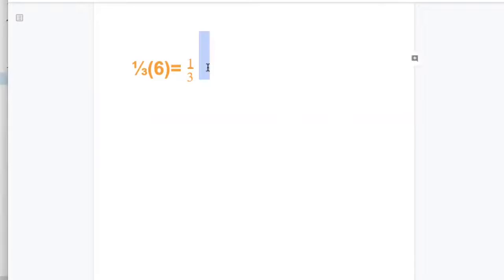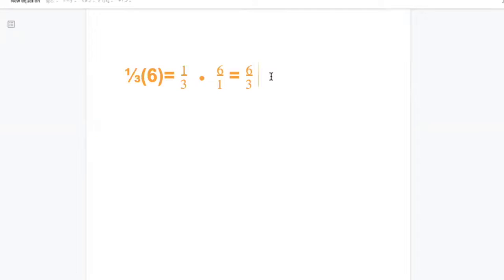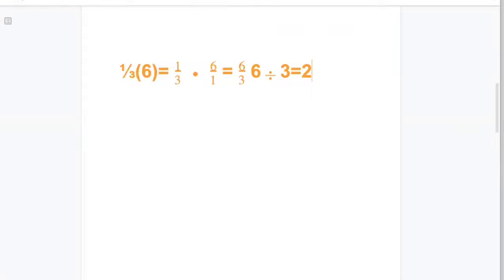So equals 1/3, and we're going to use a new equation and find a dot under math operations for multiplication, times, and we're going to copy the 1/3, and we're going to replace that with a 6 over 1. And now we're going to multiply across. So I'll paste another fraction bar. I know 1 times 3 is 3, and 1 times 6 is 6. If I simplify that, or divide 6 divided by 3, that will give me 2 for my answer.